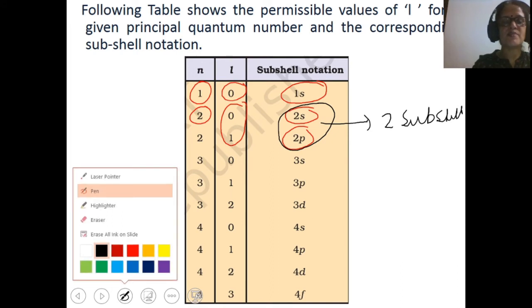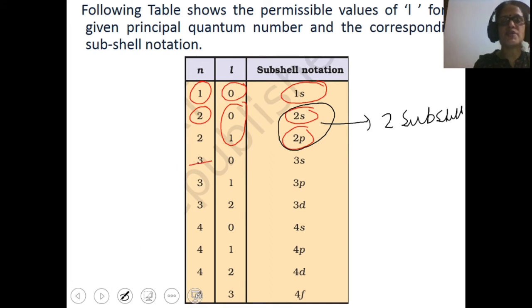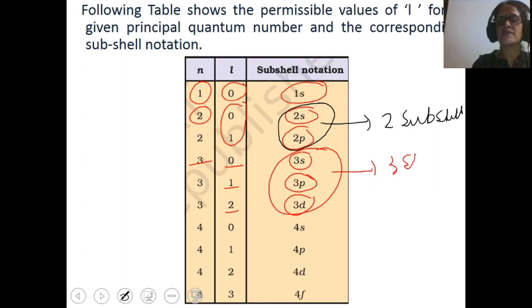Now, I'm just coming back to the same point. If n is equal to 3, you have three values of l: 0, 1 and 2. So n=3, l=0 is the 3s subshell, n=3, l=1 is the 3p subshell, n=3, l=2 is the 3d subshell. So we can say that the third shell has how many subshells? 3 subshells. Similarly, the first shell has only one subshell, that is 1s.